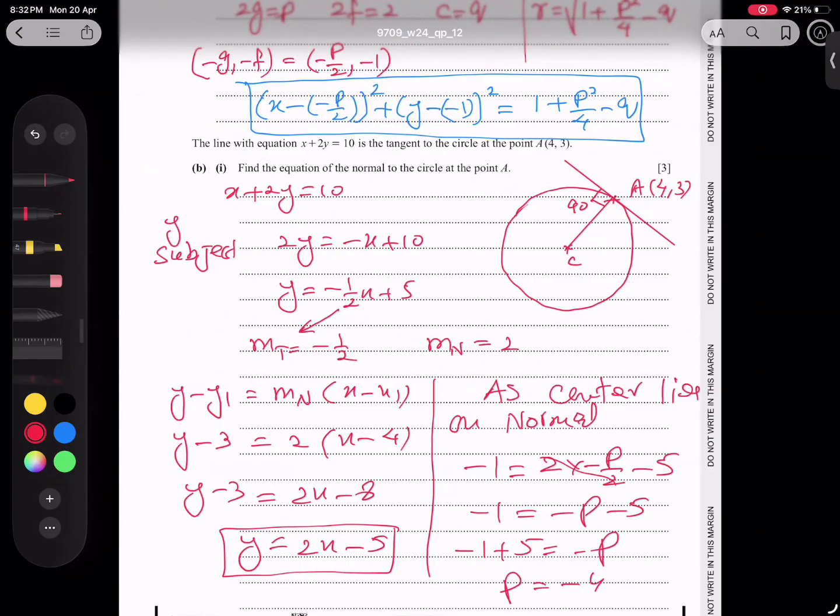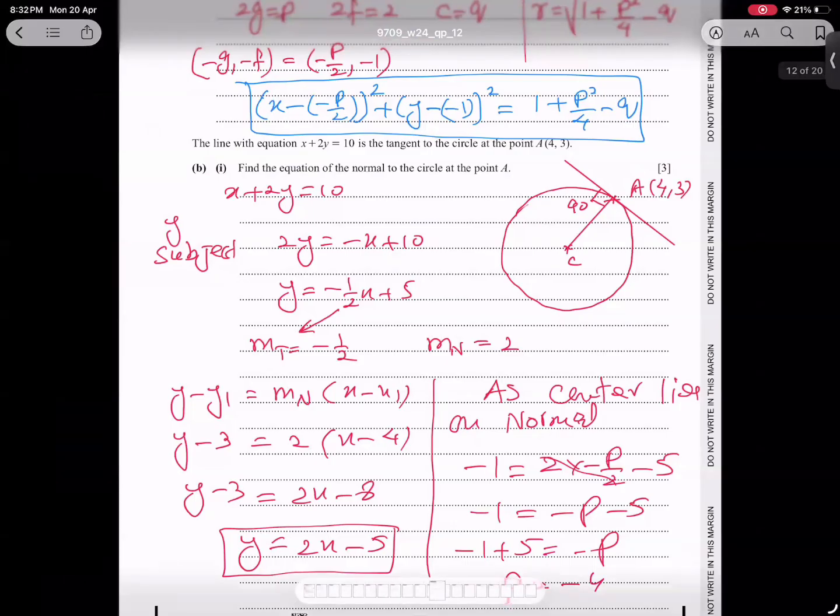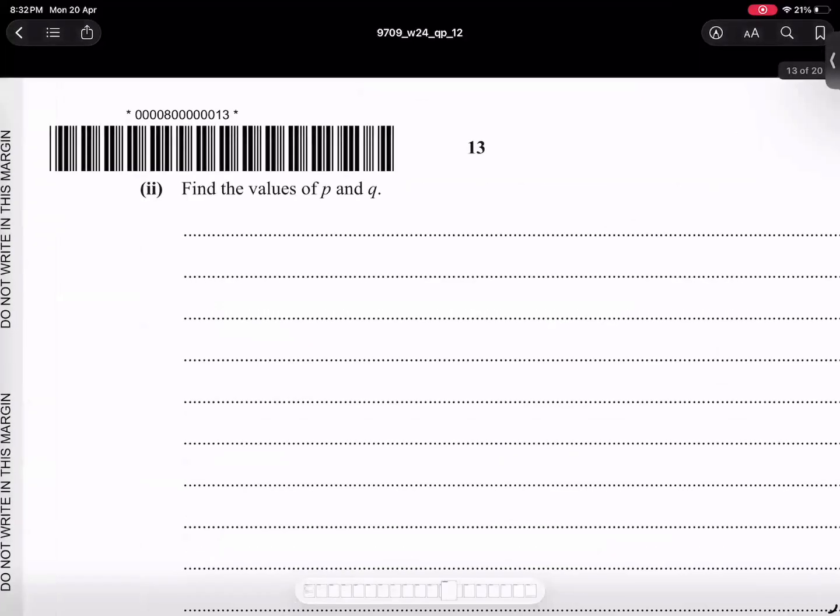So I hope the concept of the idea is clear. We got p is negative 4, but he is not asking for p only. He is asking us for q as well. Check it please, q as well, and for 5 marks. So I think this part is clear.